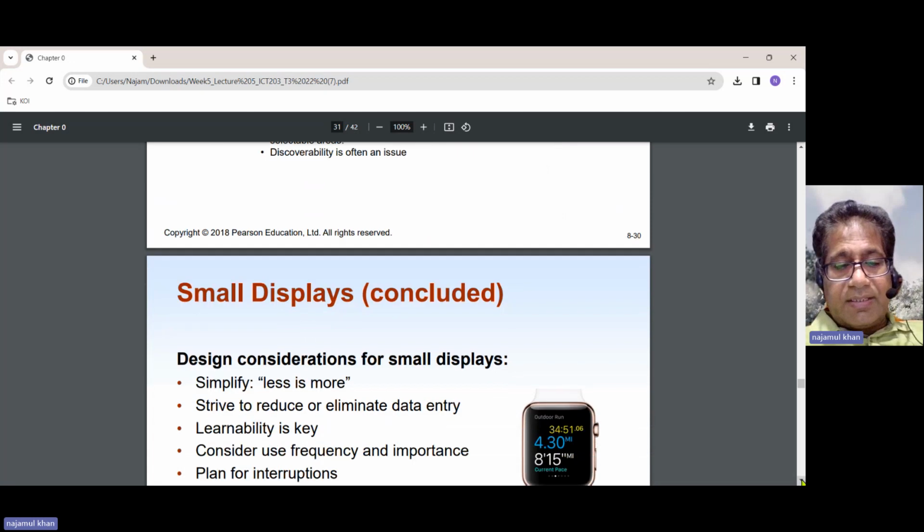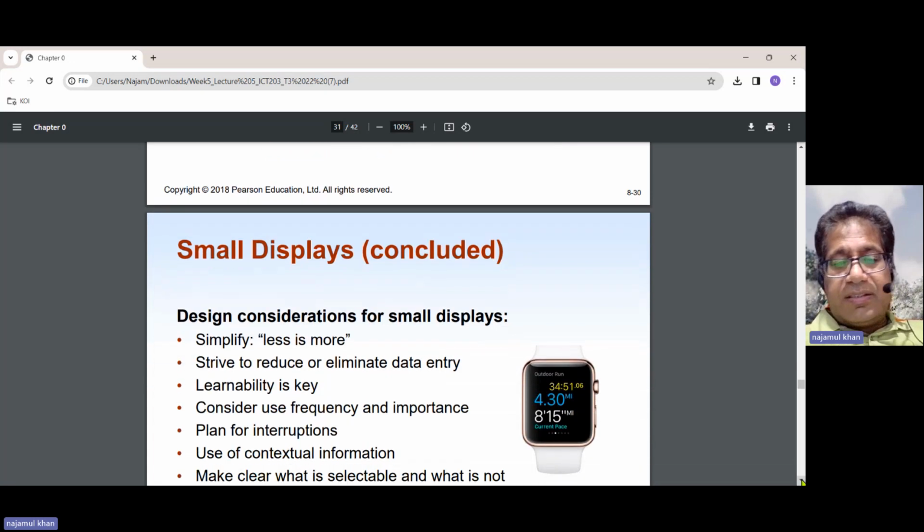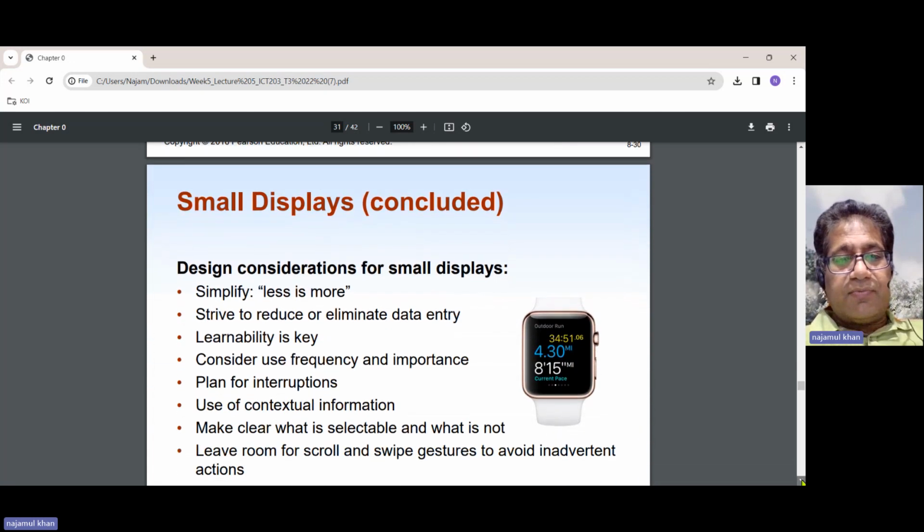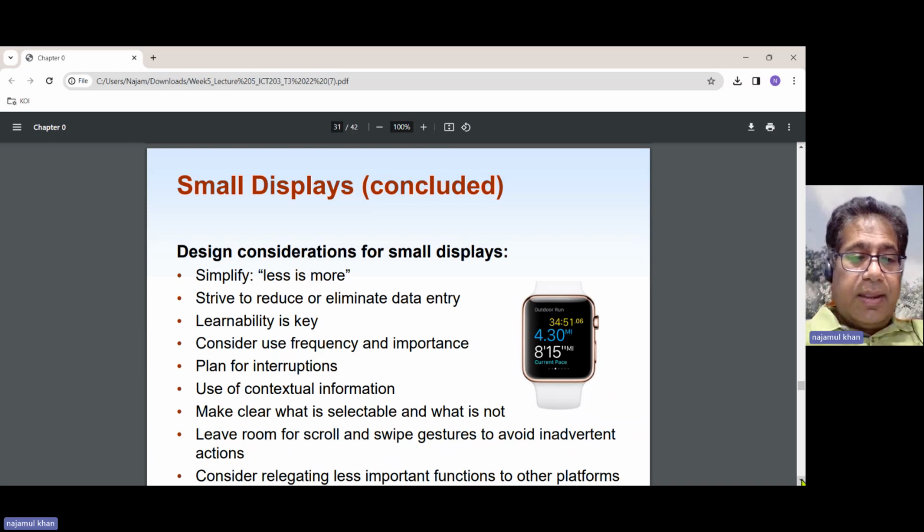Okay, small displays, some more information here. Design considerations for small displays, from the designer's point of view: simplify, which means less is more. Strive to reduce or eliminate data entry. Of course, it's very hard to enter data into these small displays, so there should be an effort to reduce that.